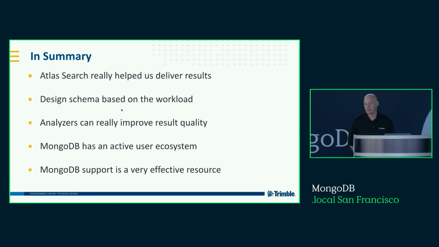So to summarize, Atlas Search has improved our content platform with the best-in-class building component discovery capabilities. Schema design targeting the workload and access patterns is the path to optimal performance. Appropriate use of analyzers can really improve your search results and can work really well with fuzzy parameters. MongoDB has a great user forum that can help drive the innovation you need from Atlas Search. Lastly, MongoDB Support is a very effective resource for finding actionable solutions to your specific problems.